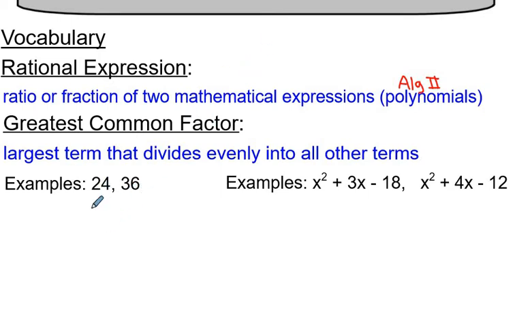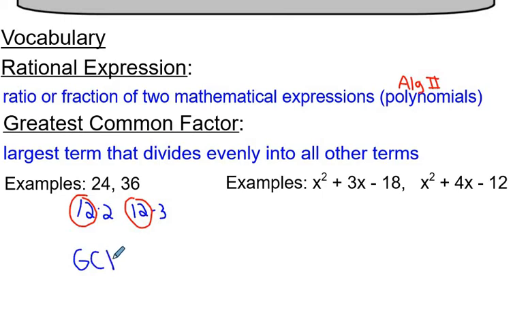So if you look at this problem right here, if I look at these two numbers, the greatest common factor is the greatest multiplication fact they share. This is 12 times 2, and this is 12 times 3. So what is the GCF? The GCF is the greatest number that they share together, okay? And so the greatest common factor for this would be 12.